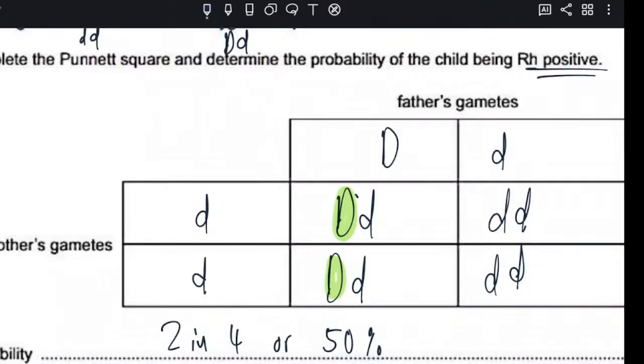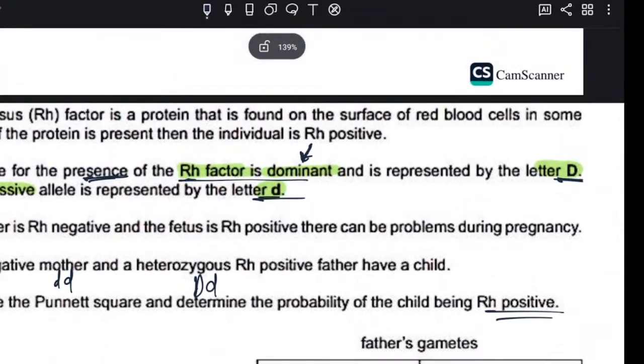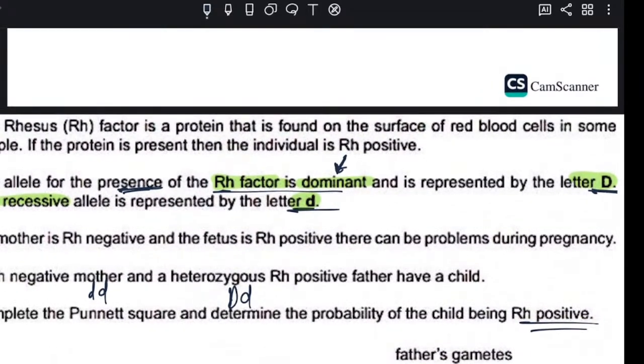Oh, last question. You can repeat it again. You can just go, where is the problem? Let me see. This one, the presence is dominant. So if somebody is negative, that means the thing is not there. The mom is negative, so that means she doesn't have the dominant one, because the RH factor, the presence one, is the dominant one. So the mom doesn't have it because she's negative.